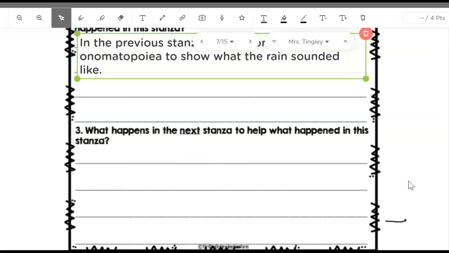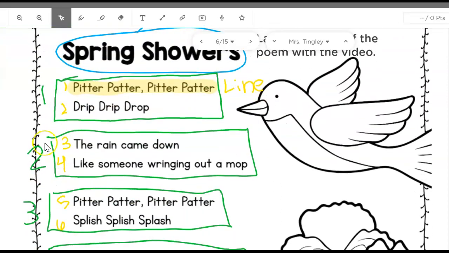And number 3. What happens in the next stanza to help what happened in this stanza? So let's go back and look at the next one. So we're looking at 2, the next one would be 3. Oh, it uses the same thing. It uses onomatopoeia. Now I might share that the author used alliteration as well, because they all start with the same beginning sound. So the author used alliteration to show what it sounded like.